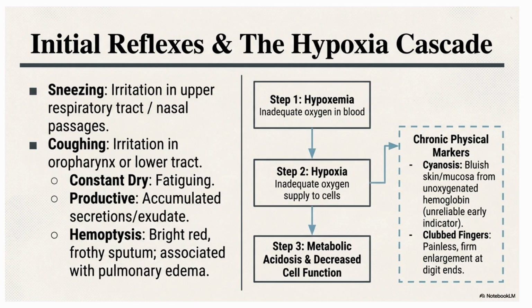Okay, if gas exchange fails, the hypoxia cascade begins, right? Starting with hypoxemia, that means low blood oxygen, and it progresses to hypoxia, where you have low cellular O2, and ending in metabolic acidosis. Chronic markers for this include cyanosis and clubbed fingers.